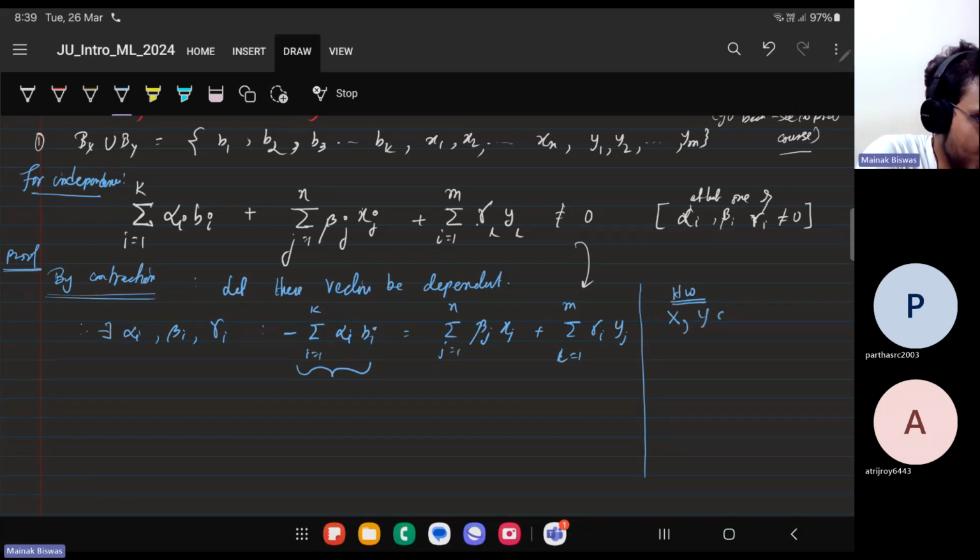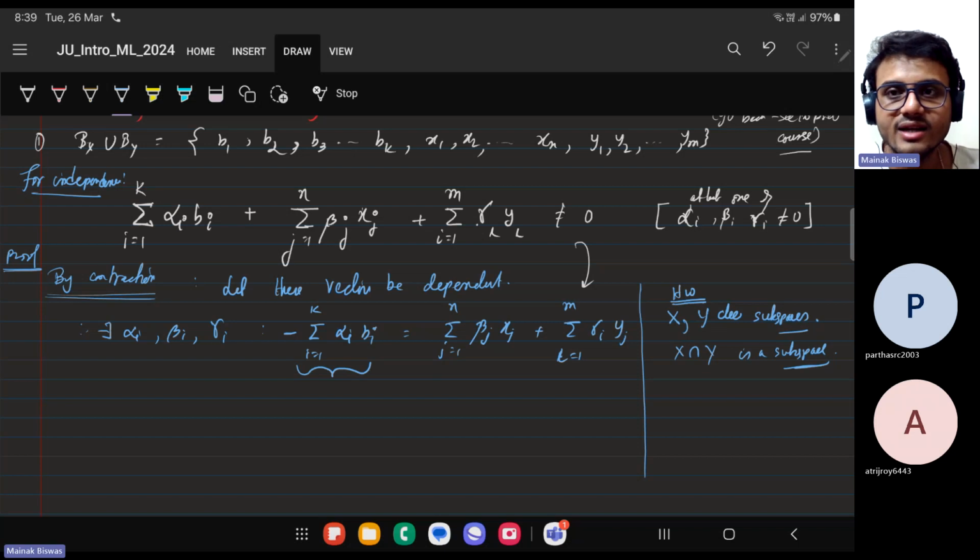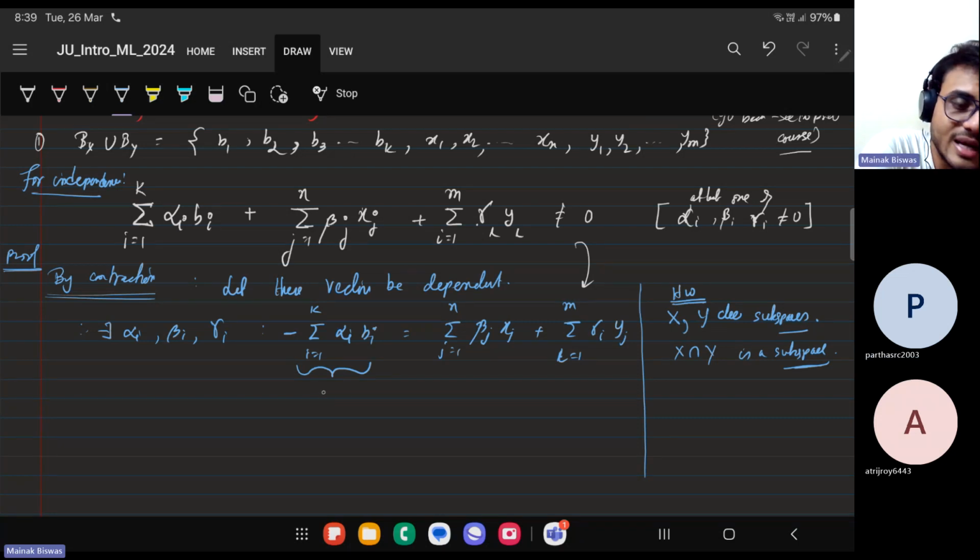Say X, Y be subspaces. Then you have to show X intersection Y is a subspace. Try this. So what is the left hand side? To what space does the left hand side belong to? Not B of X intersection Y. B is the basis vectors. They are finite, now they intersect. They belong to X intersection Y.